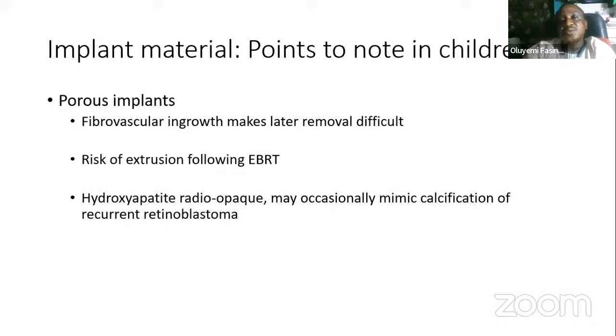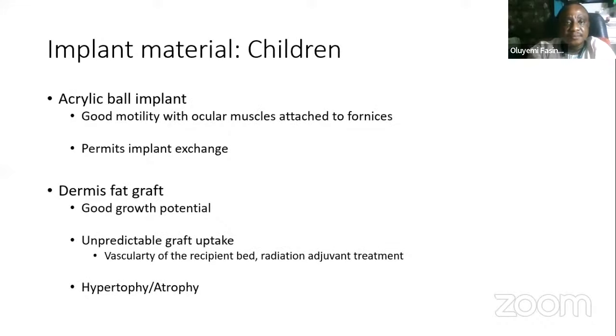So occasionally, since we know that one of the features of retinoblastoma is calcification, if care is not taken, this may mimic recurrent retinoblastoma, whereas it's just the radio-opaque hydroxyapatite. So these are facts that we need to take into cognizance when using porous implants in children.